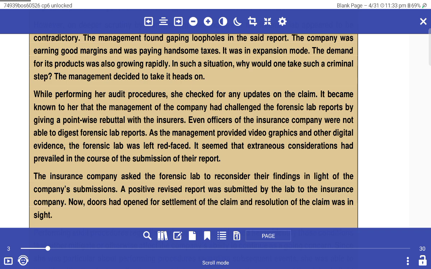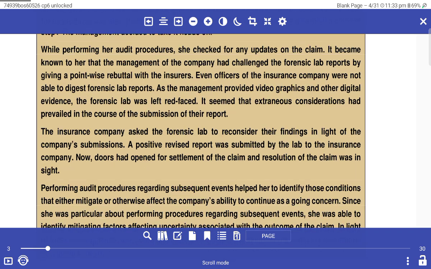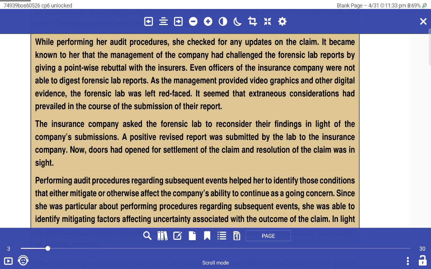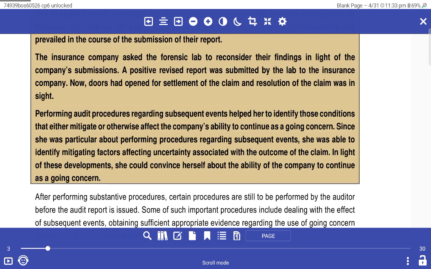While performing audit procedures, she checked for any updates on the claim. It became known to her that the management of the company had challenged the forensic lab report, giving a point-wise rebuttal with answers. Even the officers of the insurance company were not able to digest the forensic lab report, as the management provided some videographic and digital evidence of the forensic lab. It seems extraneous considerations had prevailed in the course of preparing this report. The insurance company asked the forensic lab to consider these findings in the light of the company's submission. A positive revised report was submitted by the lab to the insurance company, and the doors opened for settlement of the claim. Resolution of the claim was in sight.